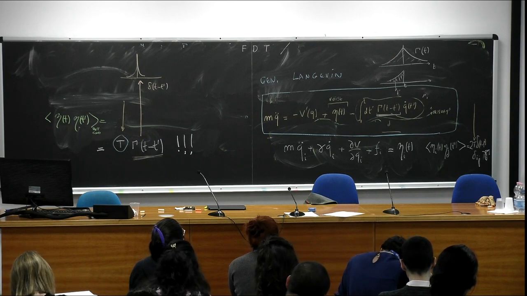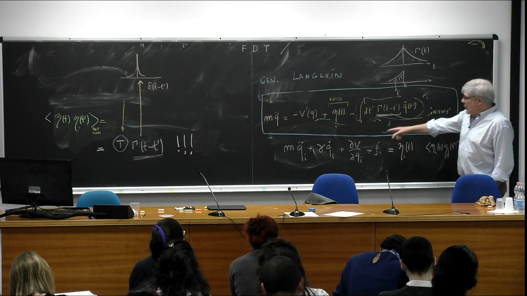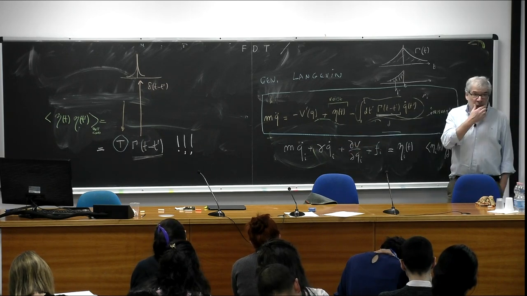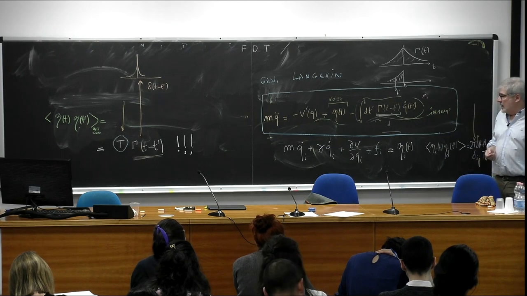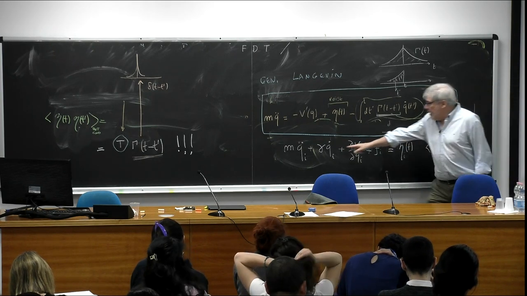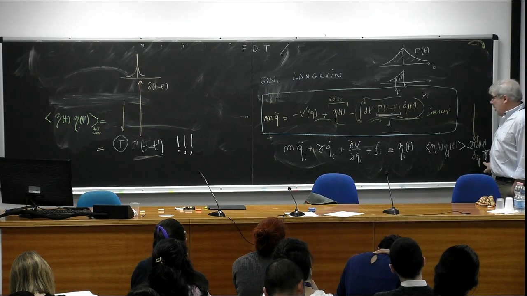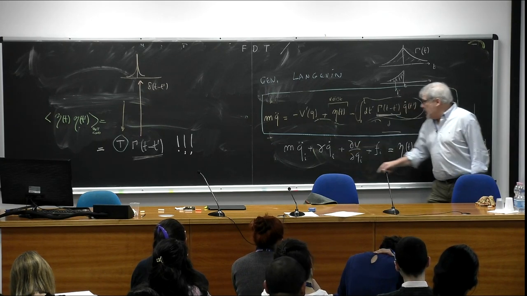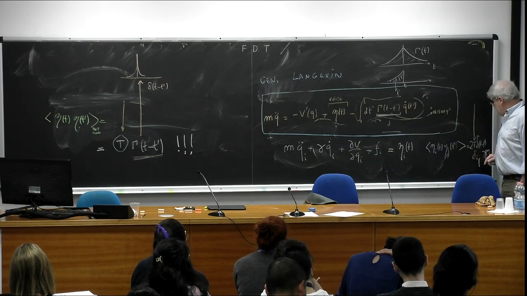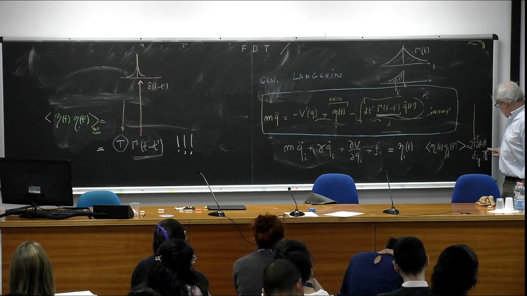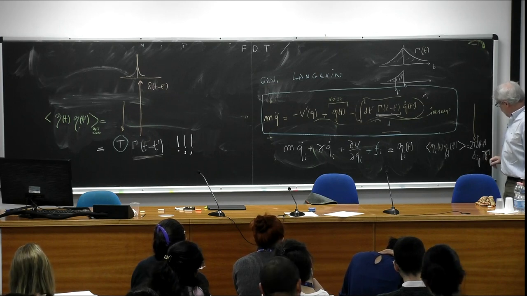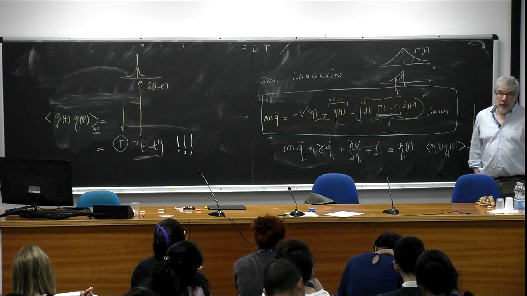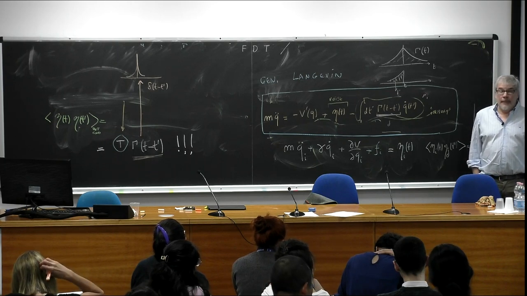So now you recognize the friction of a true friction, no? The gamma that appears here has to appear here, because if the friction is stronger and I want to keep the temperature fixed, I need to make the noise stronger.